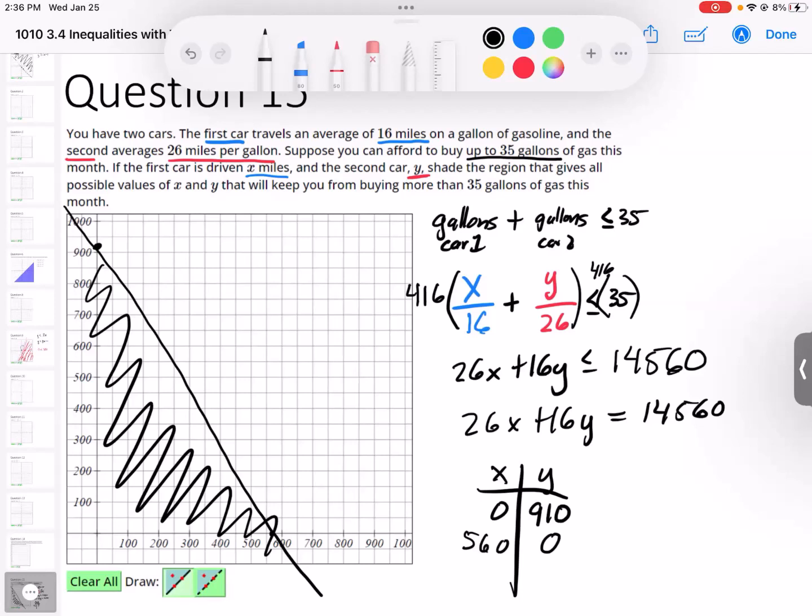And in this problem, technically, these points over here make no sense because you can't drive negative miles in a car. They're still in the solution set, so on your graph they'll still be graphed, but it makes the most sense for your answers to be in that black shaded region, because that's where you're driving a positive number of miles. Because remember, the x-axis, they told us, represented how many miles the first car is driven. The y-axis represents the number of miles the second car is driven. So that's how you would solve that problem.